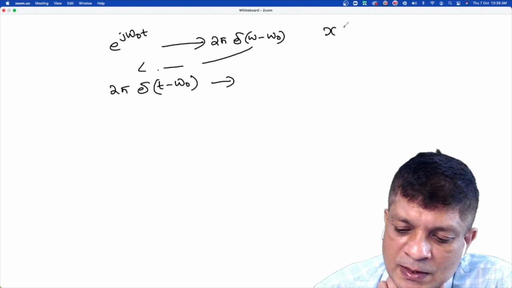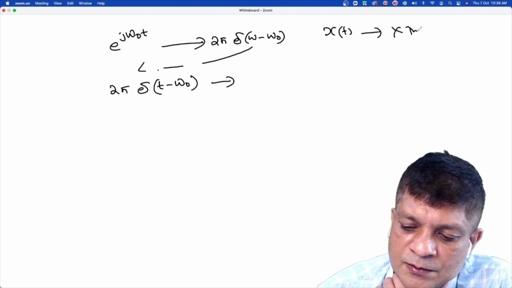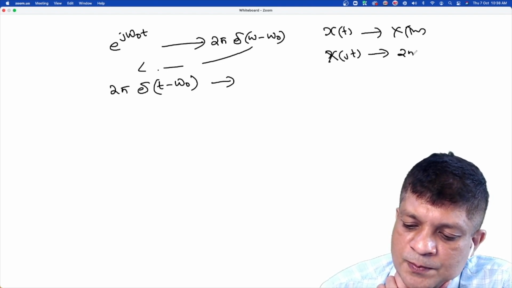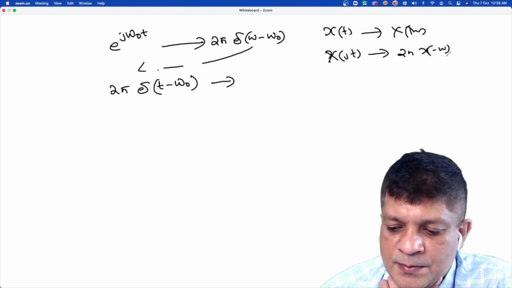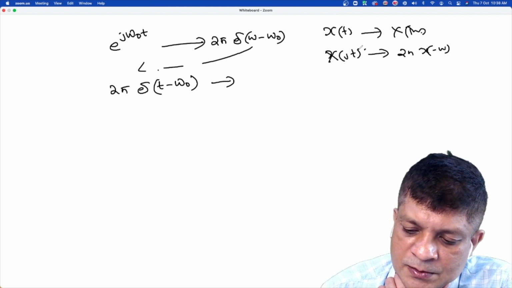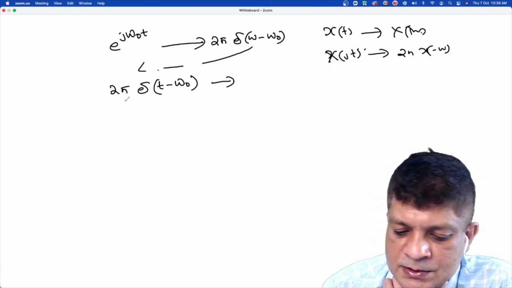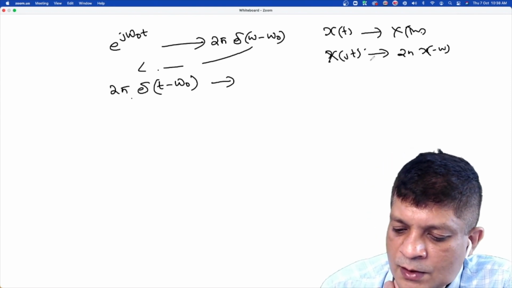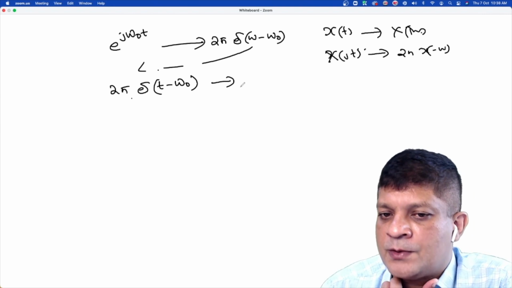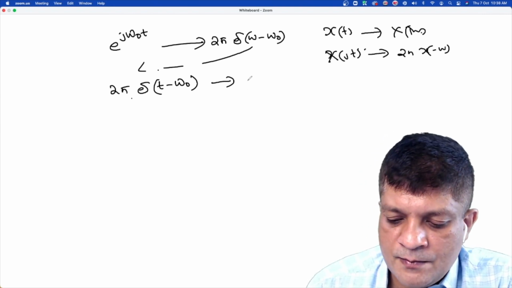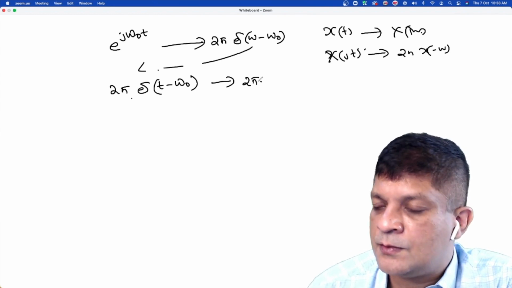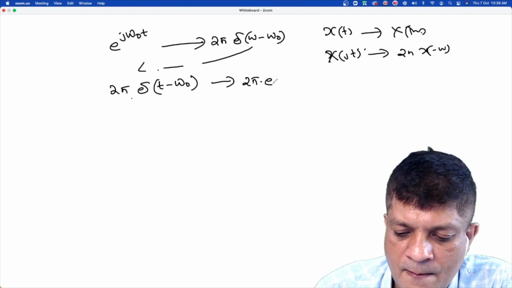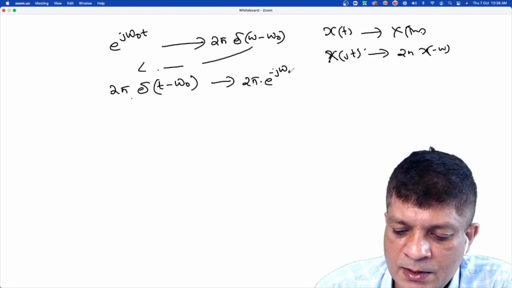Tell me, what is the duality property? x(t) has transform X(j omega), then X(jt) has transform 2 pi x(minus omega). This is the duality property. So here I change the variable omega to t. We got a time domain signal that is 2 pi into delta(t minus omega naught). Here omega naught is a constant. Now what is the Fourier transform according to the duality theorem? It is 2 pi into e to the power minus j omega naught omega.